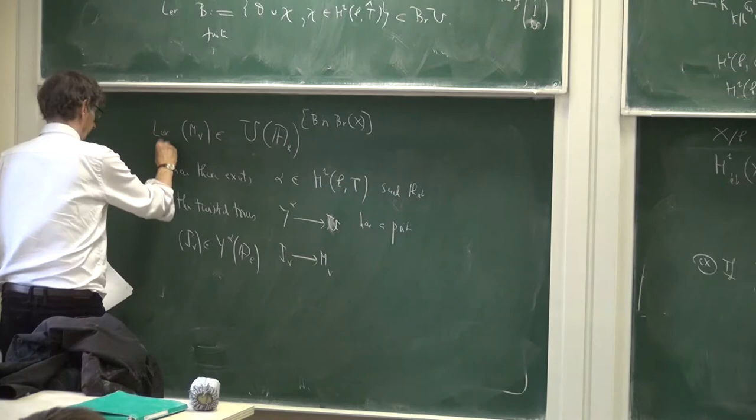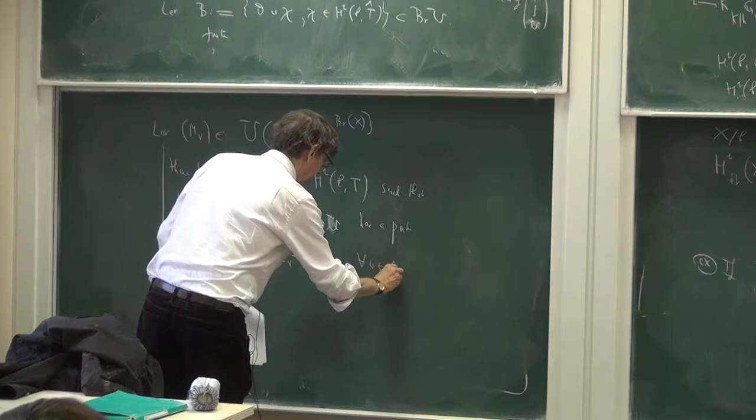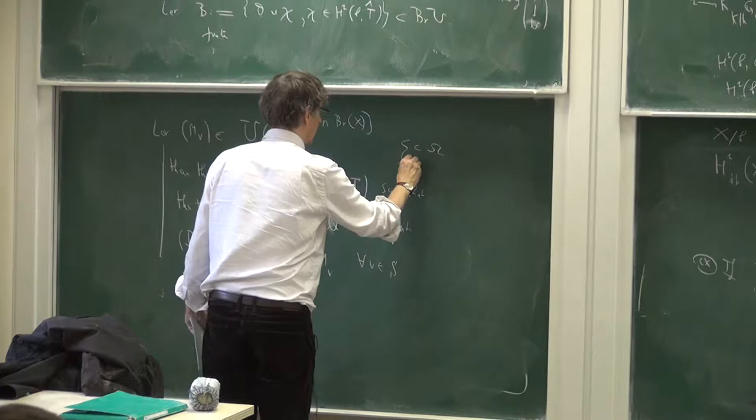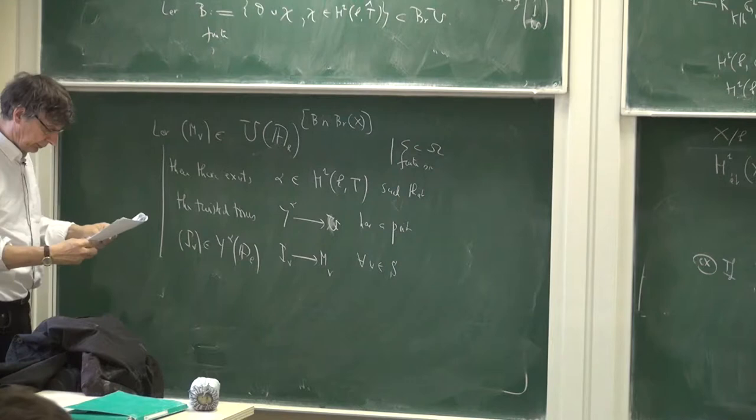For all v in S, I forgot something. S is fixed. S is a finite set in Omega. All right.